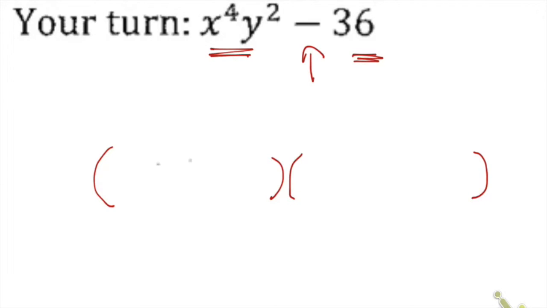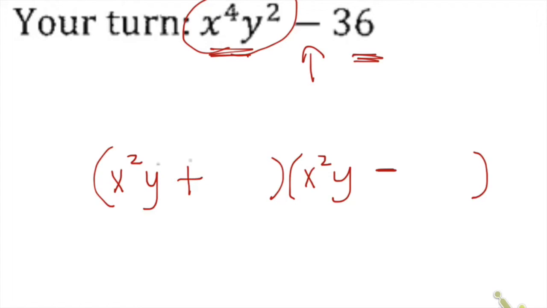All right, so hopefully you paused and you figured this out. You should have a plus for one factor and a minus for the other. We take the square root of the first term, so square root of x to the fourth is x squared, square root of y squared is y, so we put that in both spots. And then for the next term, we've got the square root of 36 is 6, we put that in both spots. So we have our factors of the difference of squares.